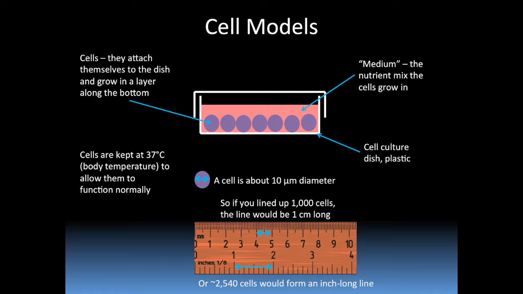By cell models, all we really mean is cells in a dish. They grow along on the plastic surface. We give them medium, which is the nutrient mix that allows them to grow and function normally. And we keep them at 37 degrees, at body temperature, so that they function as close as possible to cells in the body.